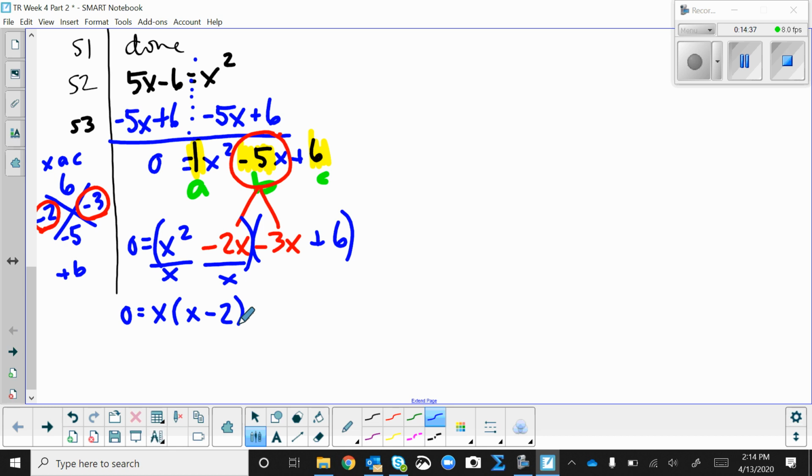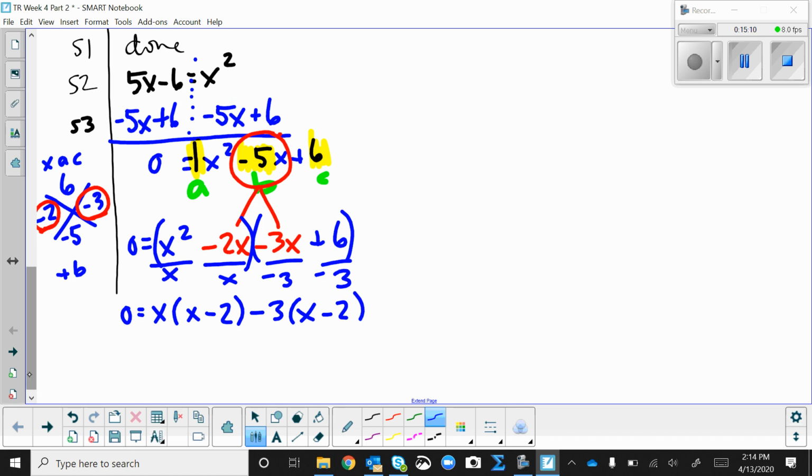On the second group, what do negative 3x and 6 have in common? It's clear they have a 3, right? Don't forget, though, when that leading term, when that first term is negative, you want to divide out a negative GCF. So you want to take out a negative 3 of both of those. So I took out a negative 3. And that leaves me positive x, because negative divided by negative is positive, and negative 2.